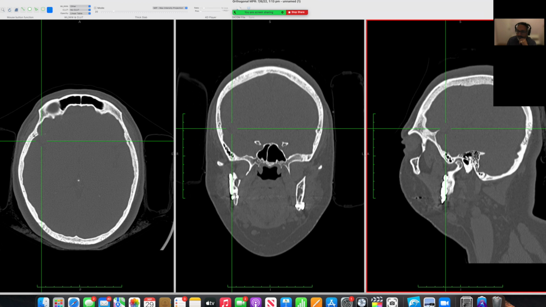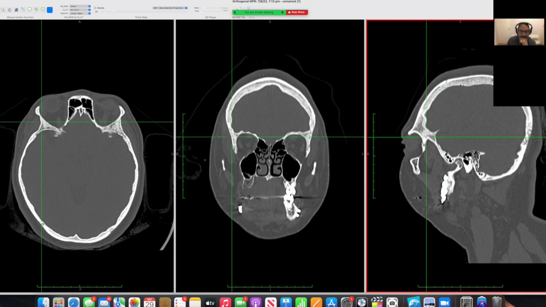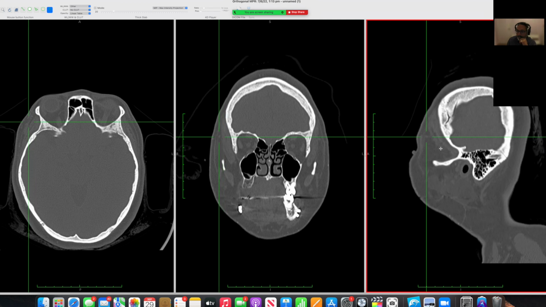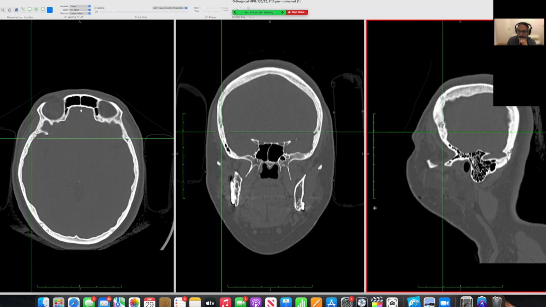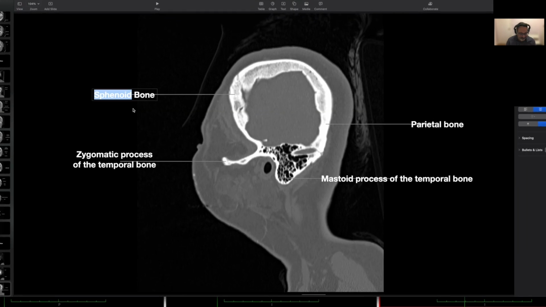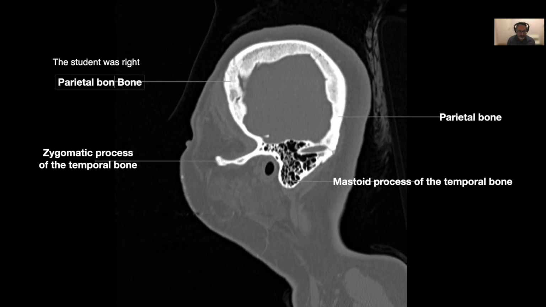I think that's the sphenoid. Yes, that's the sphenoid. So further back from it, I think that's still the parietal bone. I think that's just the parietal bone. I think it's the same bone as this. It's the parietal bone. So good, that's the parietal bone. Same as that. All right.